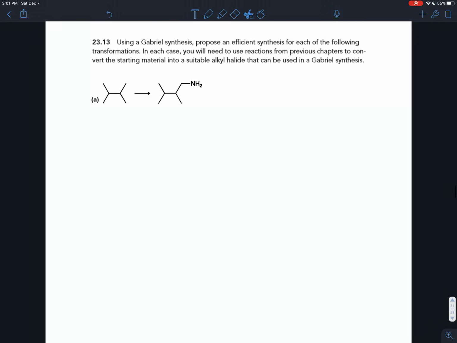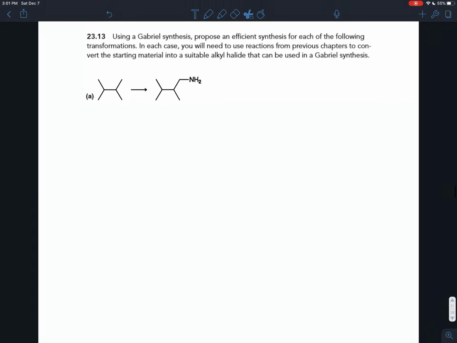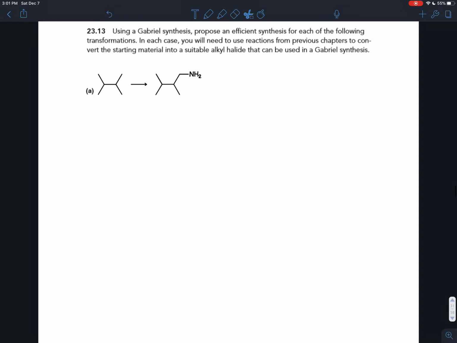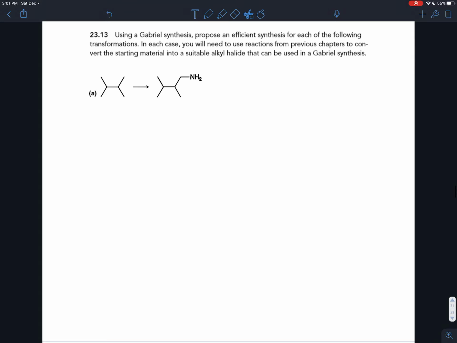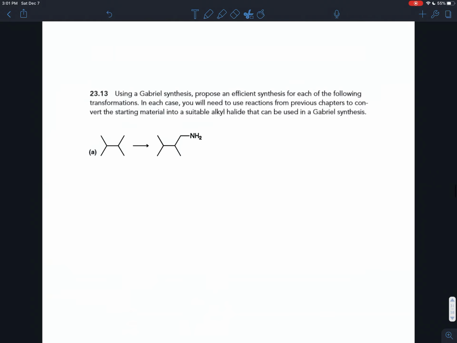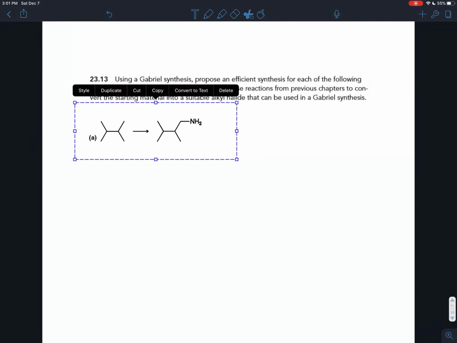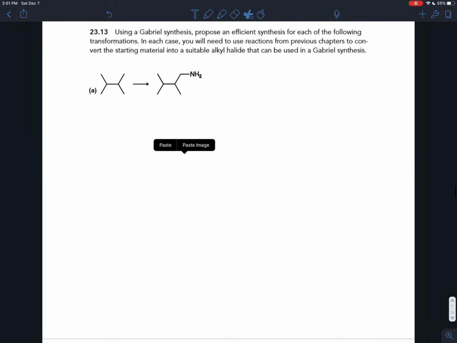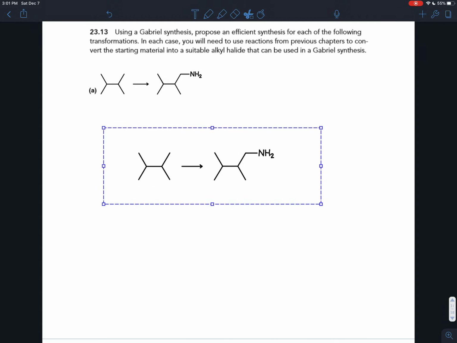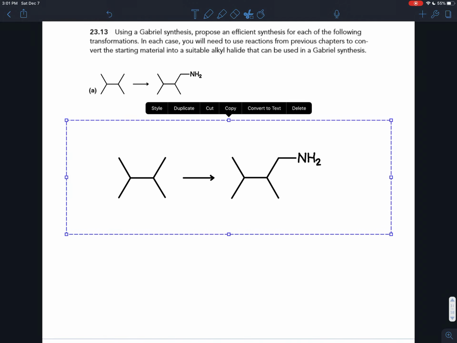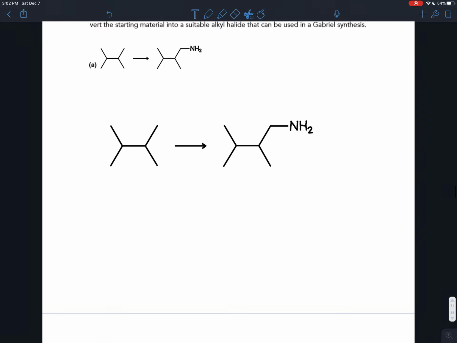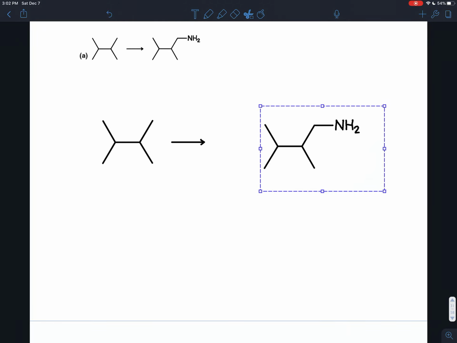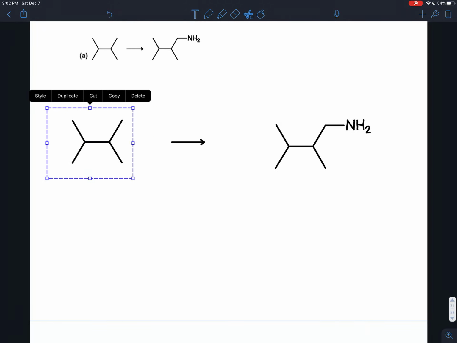Exercise 23.13 is exploring the Gabriel synthesis, using it in the context of a multi-step synthesis. If you look at the molecules given to you in A, you are trying to turn an alkane into an amine.